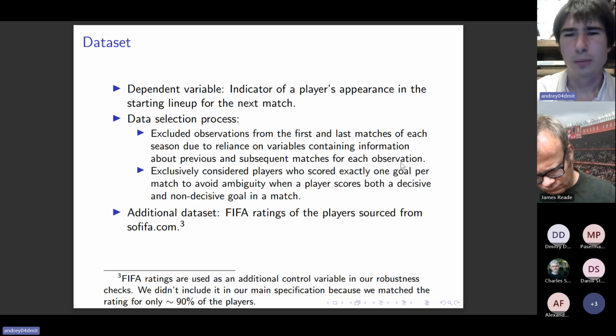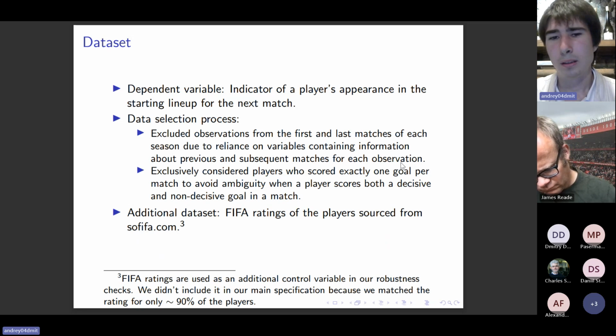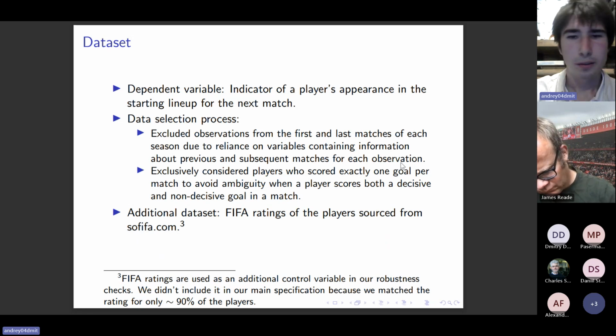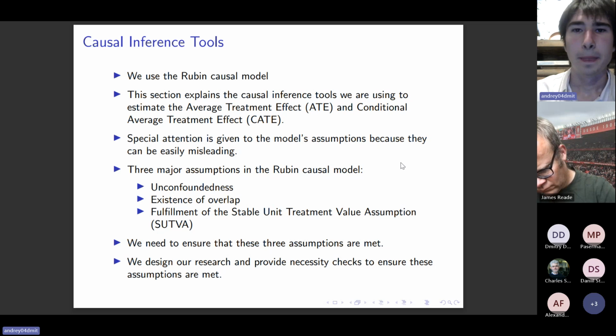And an additional data set: FIFA ratings of the players sourced from FIFA.com. It isn't included in our main specification, but the results are robust when including the FIFA rating.